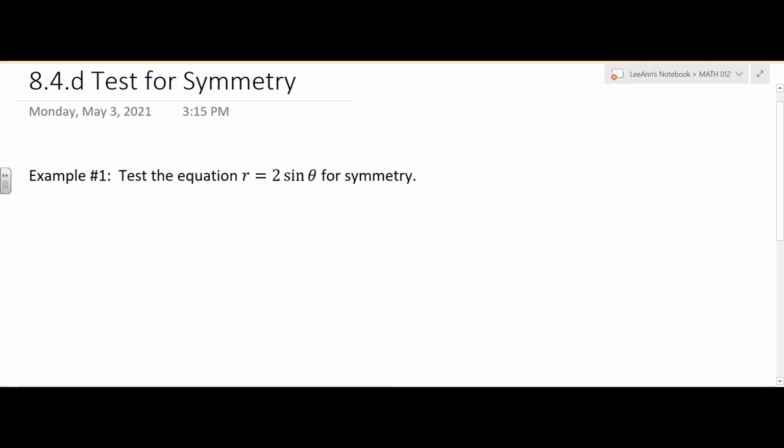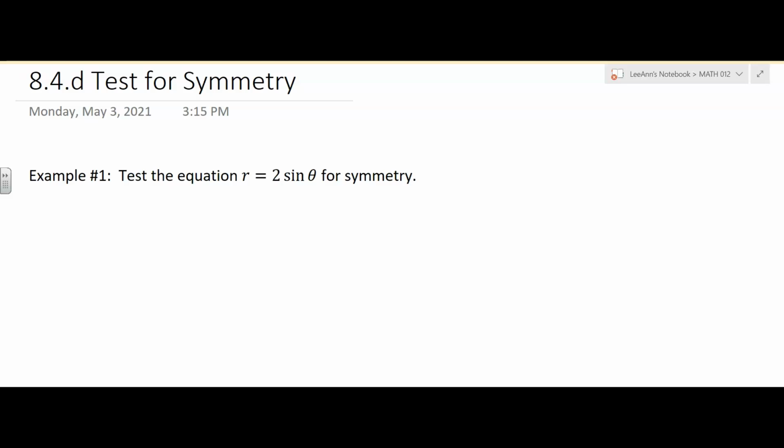So we're going to run all three tests for symmetry here. And before I do that, I just want to mention, just because it fails for one test, that doesn't mean that it's going to fail for the other two tests. So you have to check all three. And it could be symmetric about all three. I mean, think about a circle centered at the pole. That would be symmetric about theta equals pi over 2. It'd be symmetric about the polar axis, and it would be symmetric about the pole. So there's no guarantees. So you have to test them each individually.